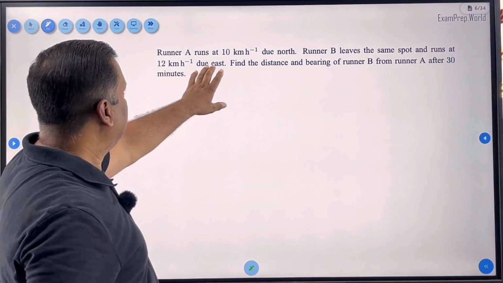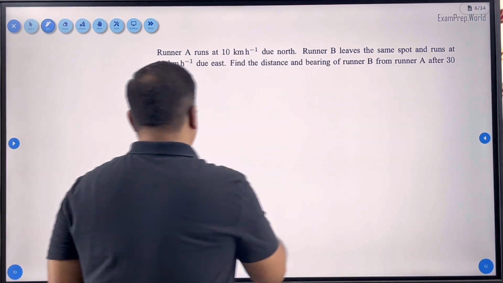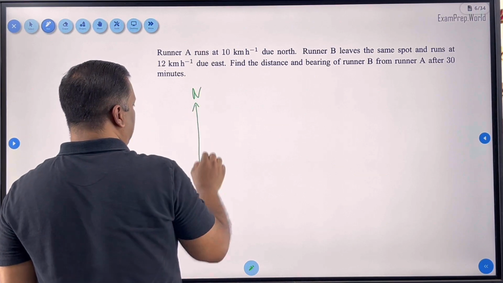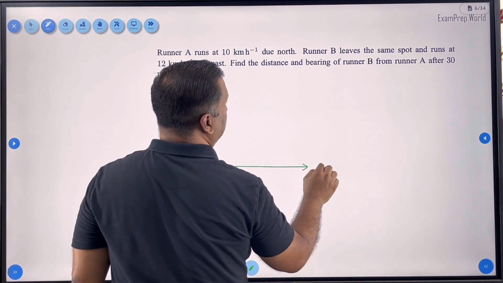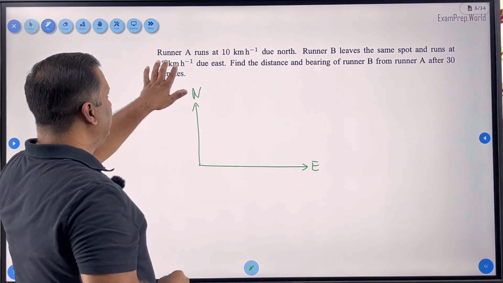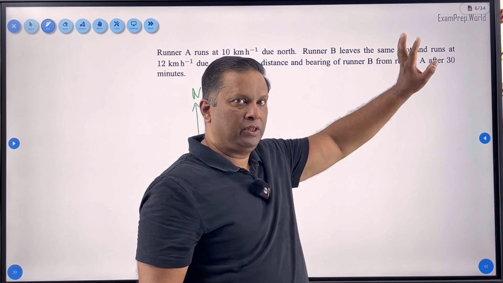A runner A runs at 10 km/h due north. B is leaving due north. So runner A is running in this direction, due north, and runner B is moving due east. Correct? Yeah, due east. Now he has a speed. Both are running for only 30 minutes. See, both are running for 30 minutes.